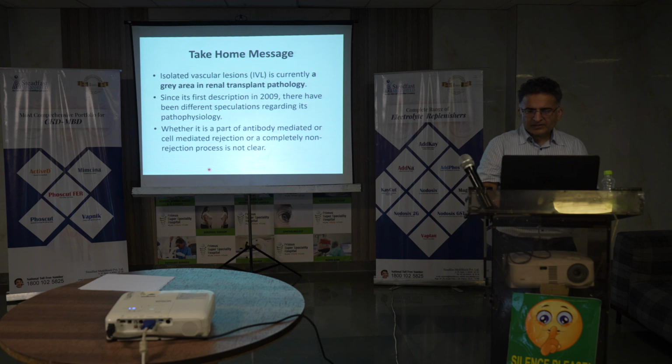So the take home message with all these things is that isolated V lesions are currently a grey area in renal transplant pathology. So if it is a grey area, better to treat, okay, rather than leaving it like that. Since its first description in 2009, there have been different speculations regarding its pathophysiology. Whether it is part of antibody mediated or cell mediated rejection, or a completely non-rejection process, is not very clear.